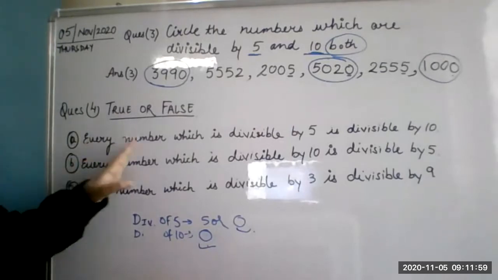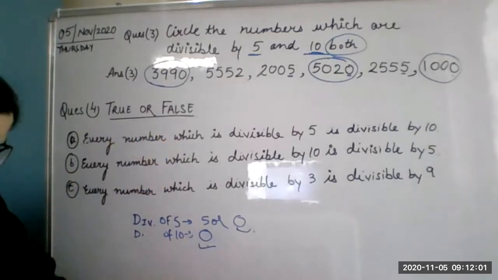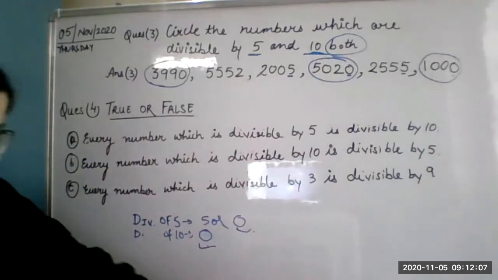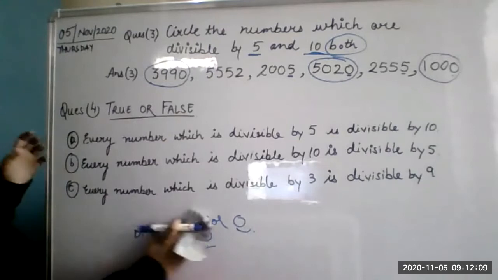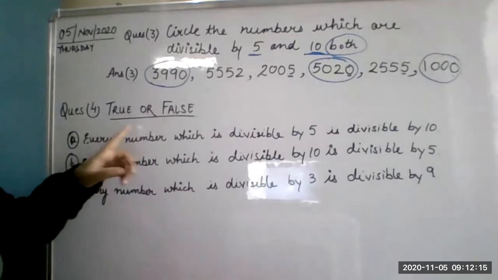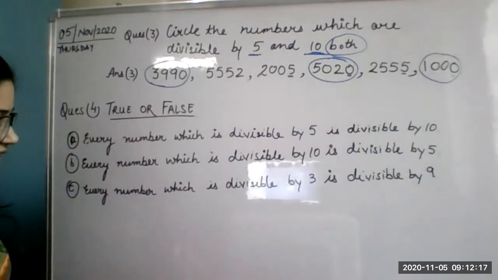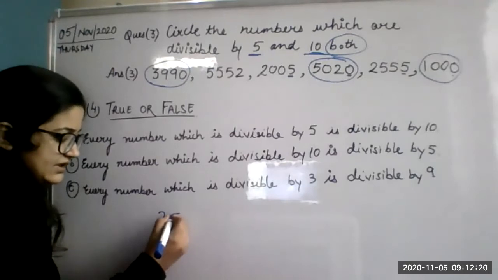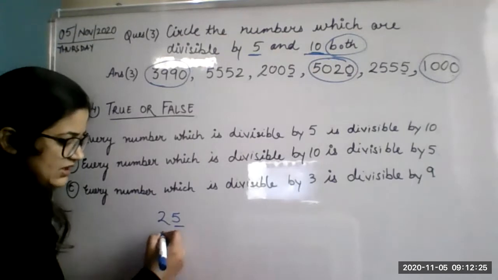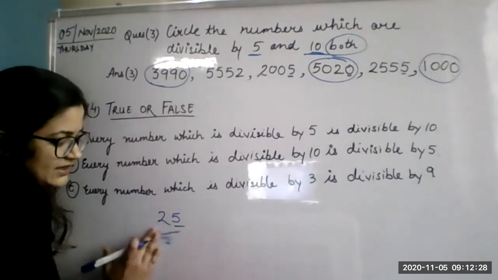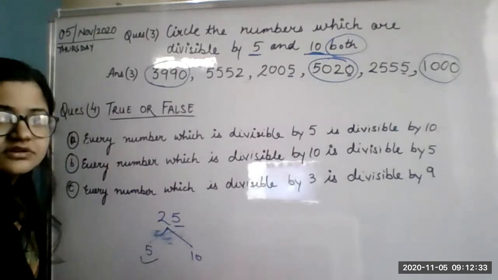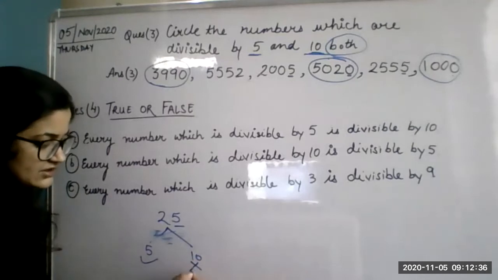Okay. Now see, every number which is divisible by 5 and divisible by 10. So any number you take, 25. It is divisible by 5. Is it divisible by 10? Yes or no? No, ma'am. No, it is not divisible by 10.